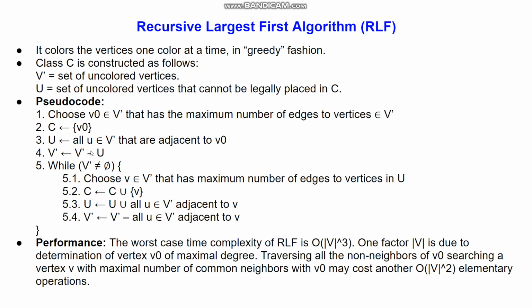Okay, and then from the set of uncolored vertices, we will subtract that particular conflicting set of nodes, because those we don't need to consider anymore. Those nodes will have some other color, okay, not the color C. That's why we have to remove them. And then we will keep doing this step again and again in a recursive fashion.